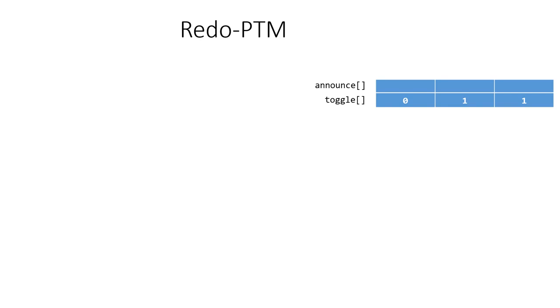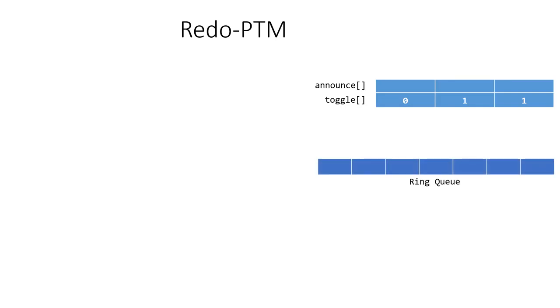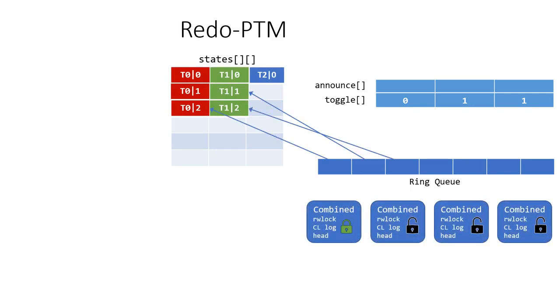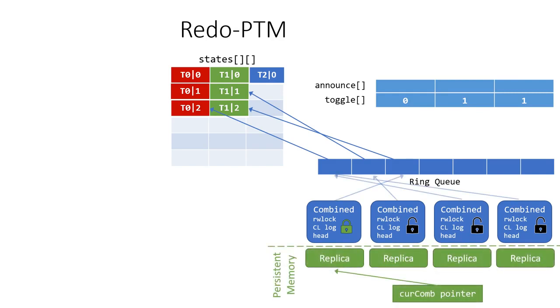We will now describe the logical components of RedoPTM and the steps taken during a write transaction. There is an array of atomic pointers and a matching array of bits used by Turn consensus. There is a ring buffer that acts as a wait-free queue to store the physical logs, redo logs, for each group of transactions. Each entry of the ring queue has a logical pointer to an entry in the states matrix. There are also T+1 Combined instances, one per replica, and the replicas and the curComb pointer are located in persistent memory.